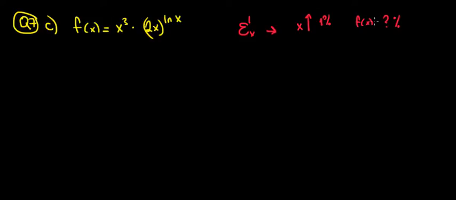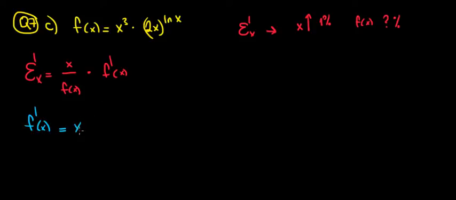So let's do it. What is the partial elasticity with respect to x? Well, that's going to be equal to x divided by the original function times the derivative of the function. We know x, we know the function, we must find out the derivative, and this is going to be the hardest thing. So let's do it. F derivative with respect to x is x to the power of 3 times 2x to the power of ln of x, all of this thing derivative with respect to x.